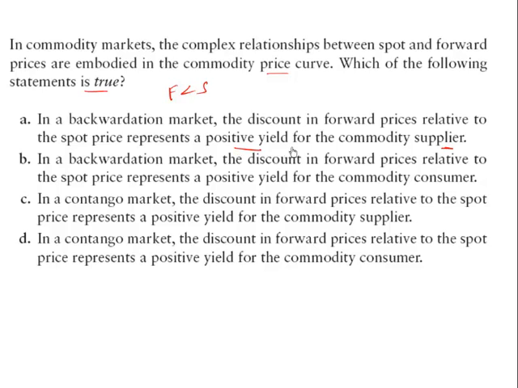But please note, the convenience yield is for the power company, for the user of coal, or for the user of the commodity. So in backwardation, the discount represents a yield for the commodity consumer. Backwardation is when the forward is lesser than the spot. In a contango, there is no discount. In a contango, the forward is at a premium to the spot. So these two are incorrect.